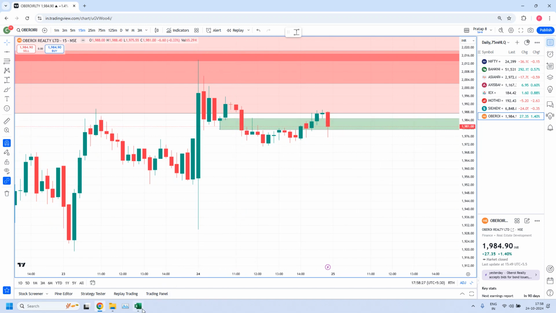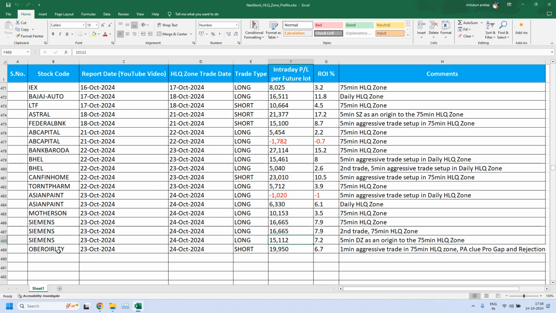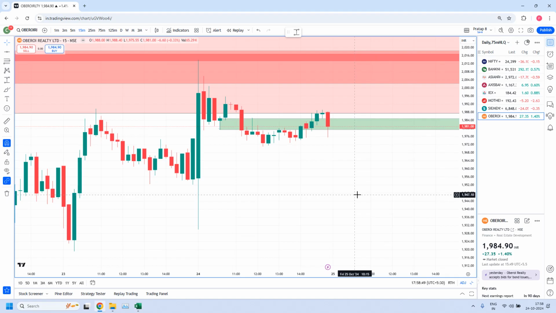So how much profit has it given? Oberoi Realty has given a profit of 19,950 rupees, which is 6.7% ROI as per one futures margin cost. And this is a 1 minute aggressive trade in a 75 minutes high liquidity zone, with price action clues, pro gap and rejections. So of these stocks, we got 4 successful trades and 2 stocks we didn't get the trade.